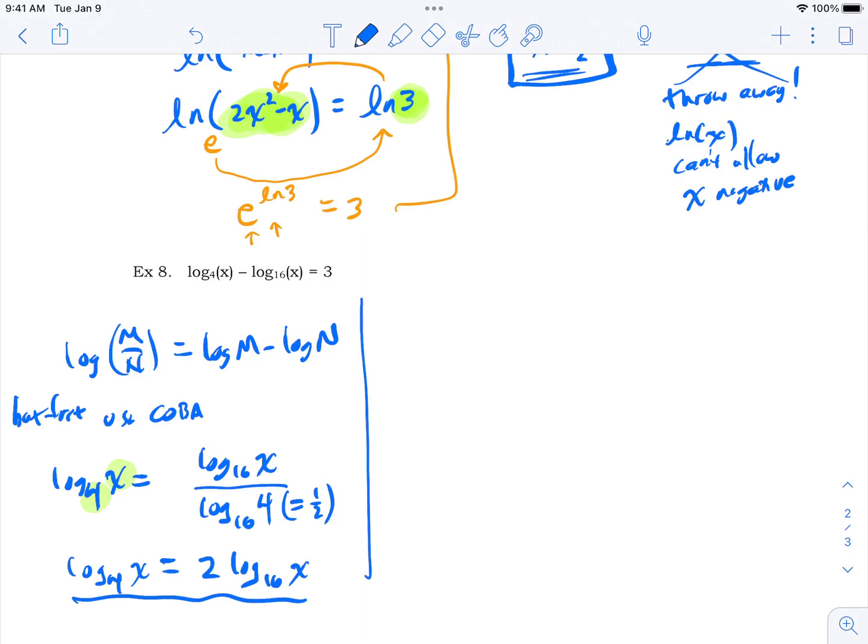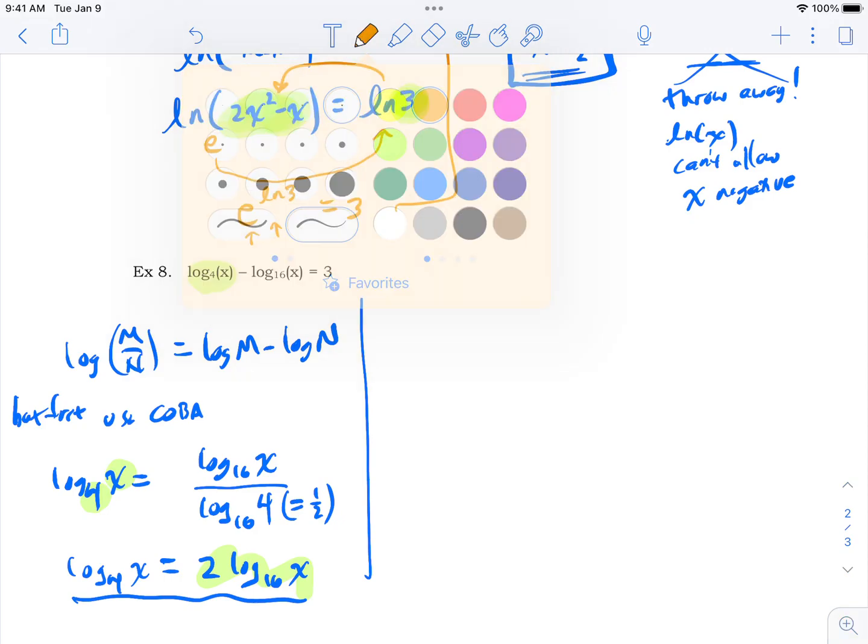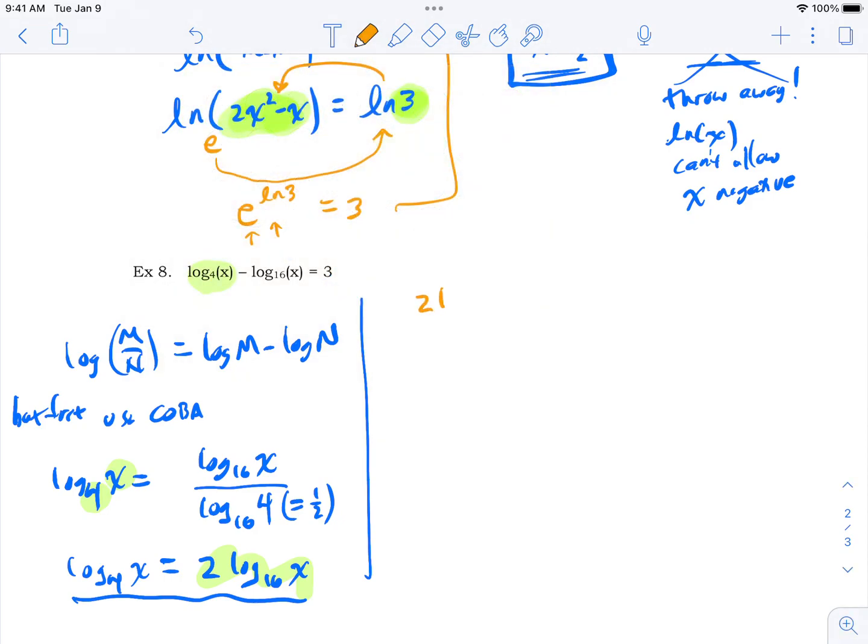So we can rewrite our equation now, because I'm going to take, in place of this log, wait a minute, I thought I wanted to go the other way. It's too late now. It doesn't matter which way you go, really. So, okay, now I'm playing with log 16s. Fine, whatever. At least they're both the same. That's the point. So I got 2 log base 16 of x minus log base 16 of x equals 3.